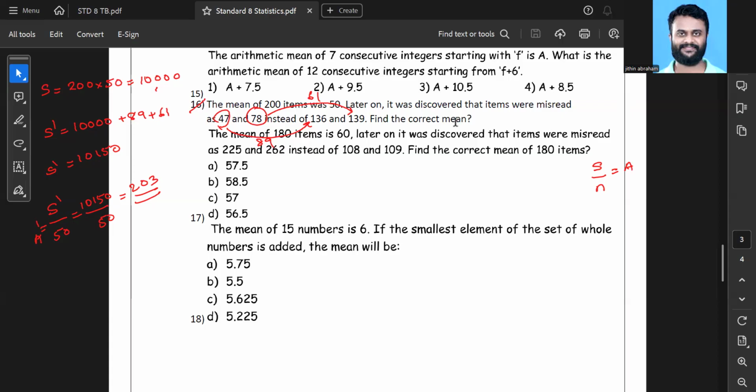Find the correct mean. Okay, 16 has two parts, I believe. This is the first part, for which the answer is 203. And this is the second part. I'll call this 16.1 and this 16.2. For 16.1, the answer is 203.